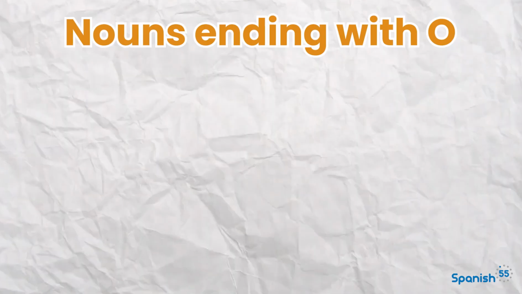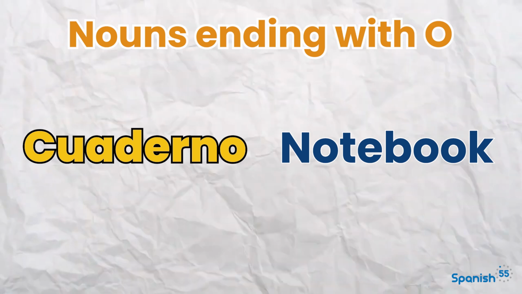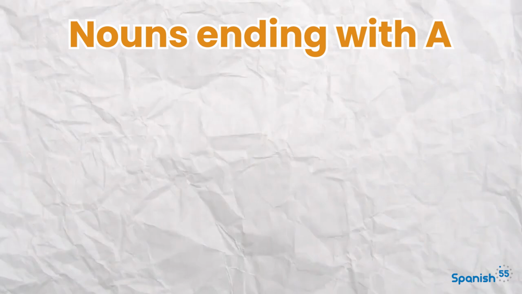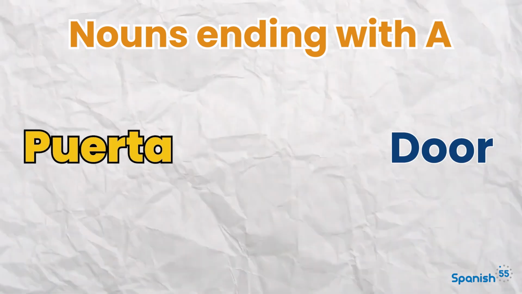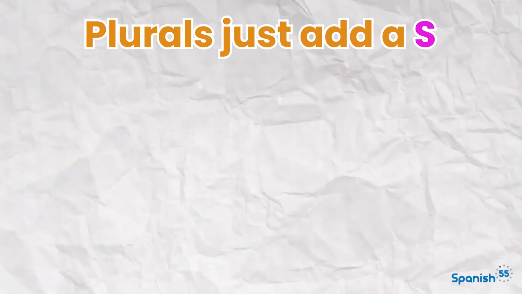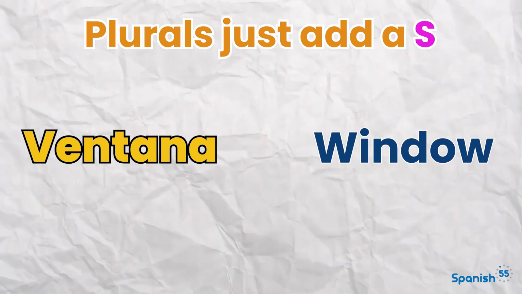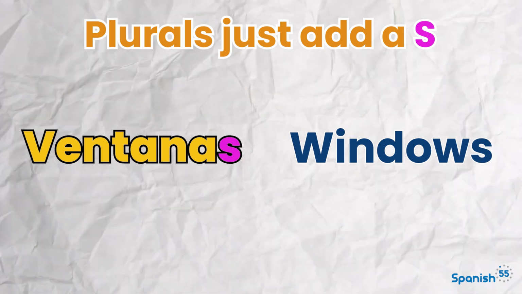number correctly. Now, here's a very simple rule. Nouns ending with an O, like cepillo, cuaderno, tablero, are usually masculine, while nouns ending with an A, like ventana, puerta, casa, are very likely to be feminine. And for plurals, just add an S, like cepillo, cepillos, ventana, ventanas. There are, of course, some exceptions, but this tip will help you use nouns correctly in most cases.